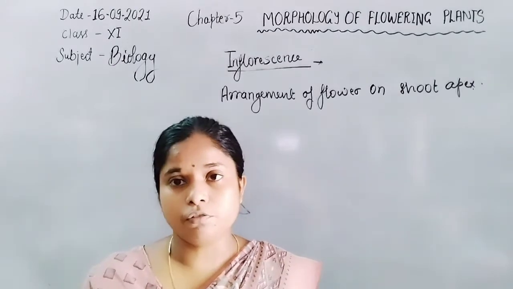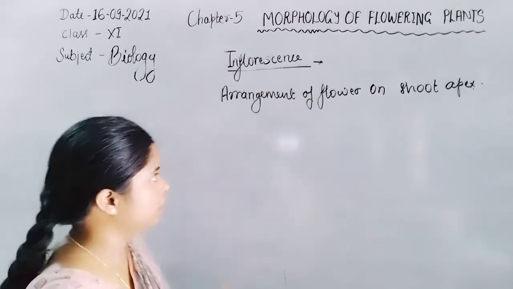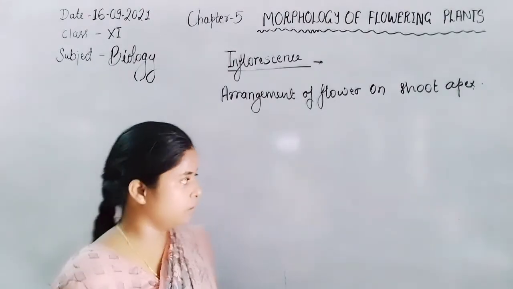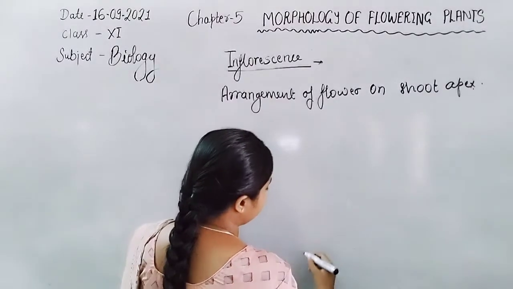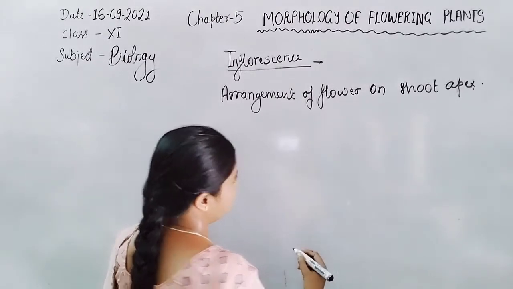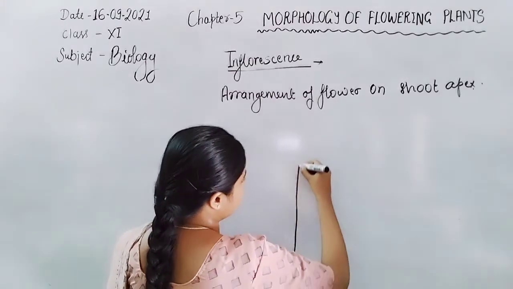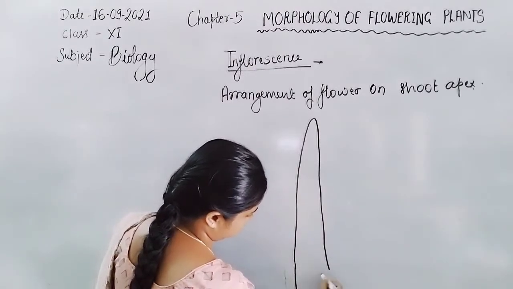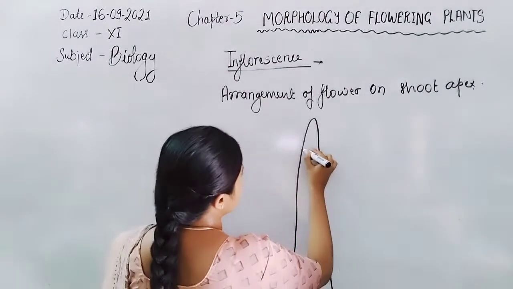So condensation of the nodes takes place for the formation of flower. Now, how does a flower arise from the shoot apical meristem? During the conversion of shoot apical meristem into the flower meristem, the flower parts are present on each node.